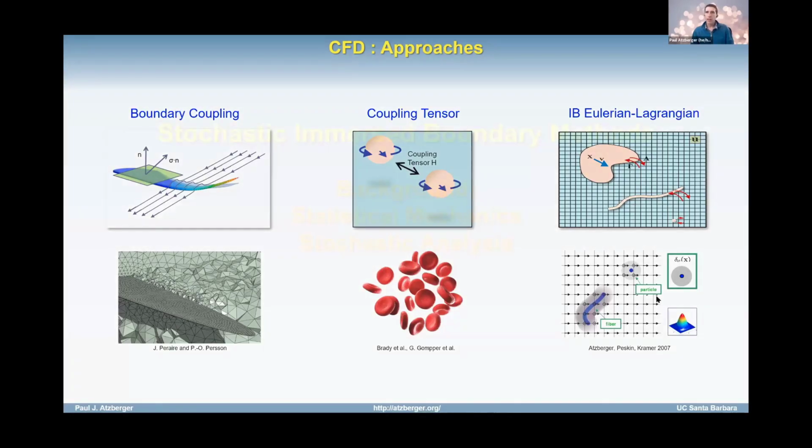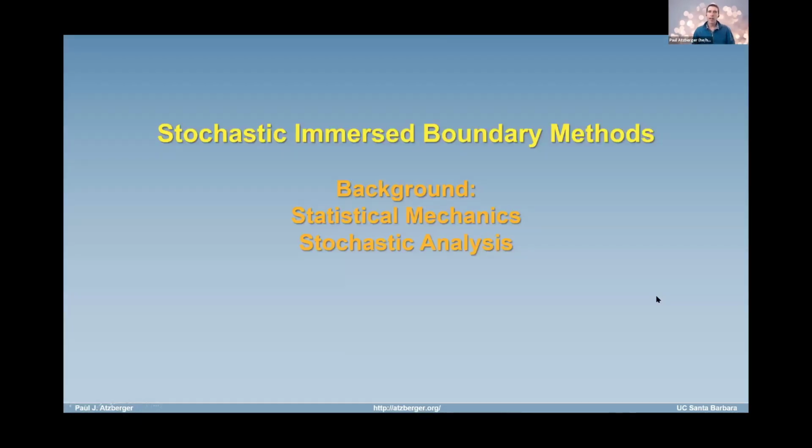Okay. So let me say a little bit about background in statistical mechanics and stochastic analysis that I'll just need for the purposes of developing some of the core concepts related to these stochastic immersed boundary methods.